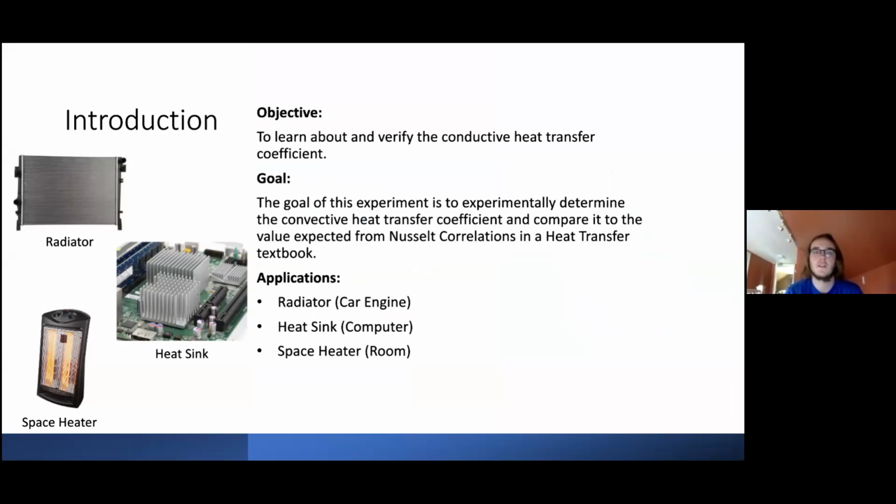This is the introduction. Objective: to learn about and verify the convective heat transfer coefficient. The goal of this experiment is to experimentally determine the convective heat transfer coefficient and compare it to the value expected from the new Selk correlations in the heat transfer textbook. The applications for this apply to a radiator for a car engine, a heat sink for a computer, and a space heater for a room.